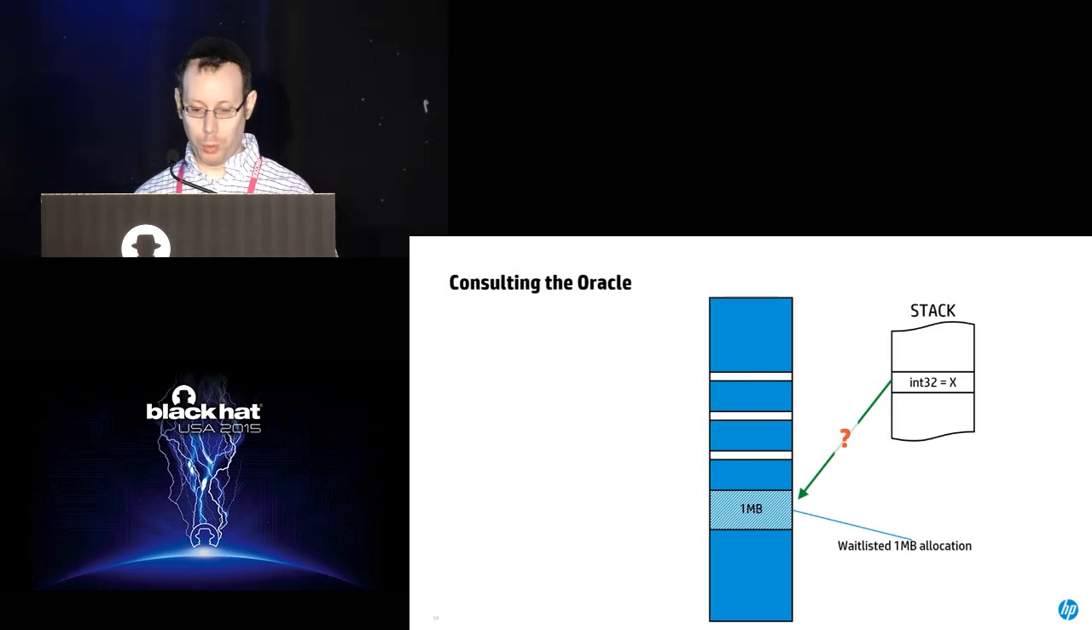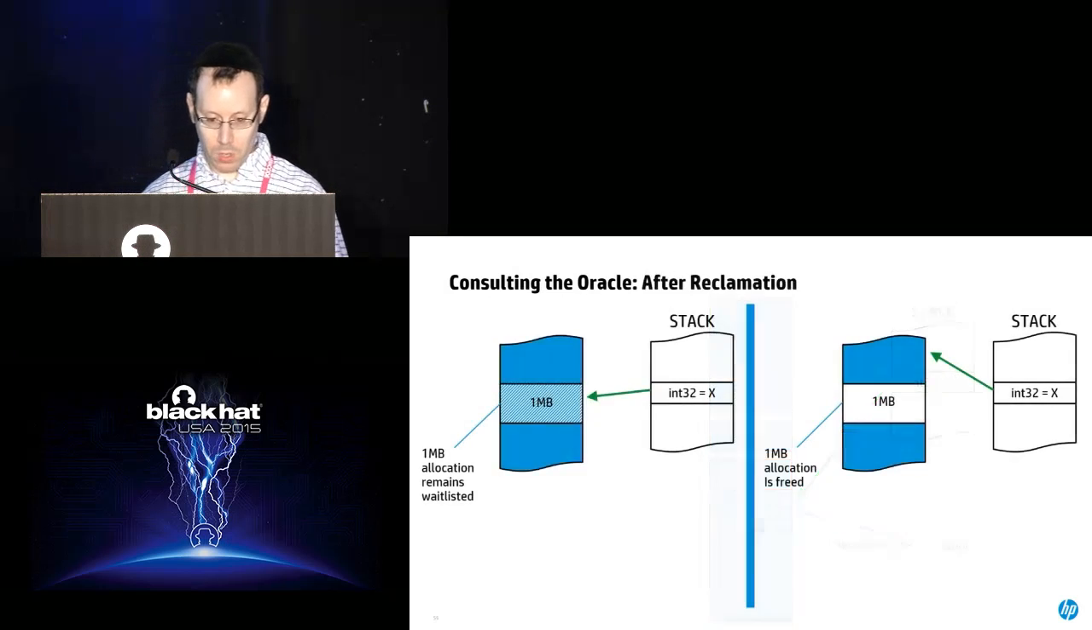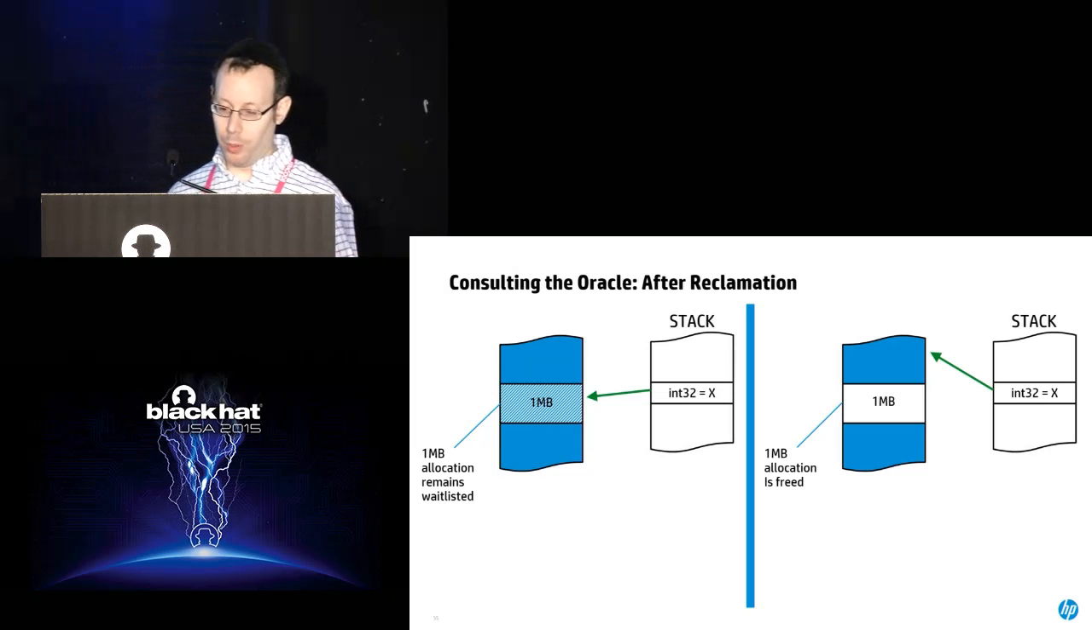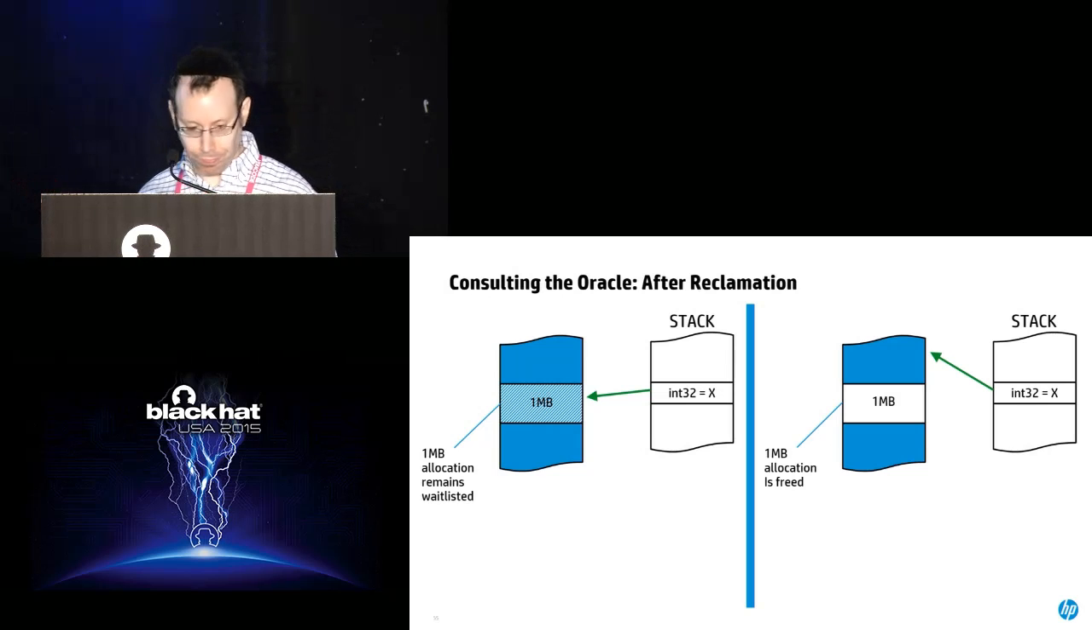If X falls within the address region, then when memory protection performs reclamation, it will keep this allocation on the wait list, and it won't free it at the heap manager level. Otherwise, if X doesn't fall within the region, then memory protection will remove this allocation from the wait list and invoke heap free, so it'll be completely free. This shows the two possible states we can end up in. If X falls within the region, the hole stays occupied. But if X does not fall within the region, then the hole gets opened up again.